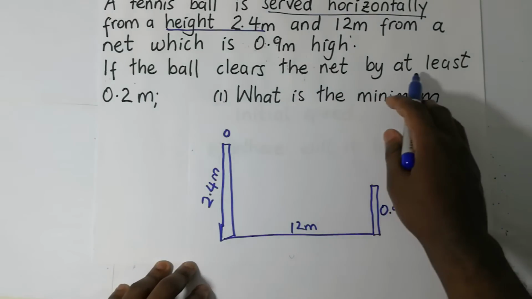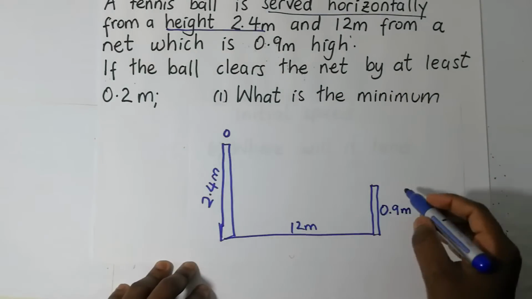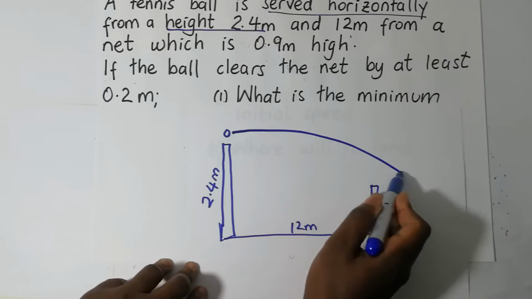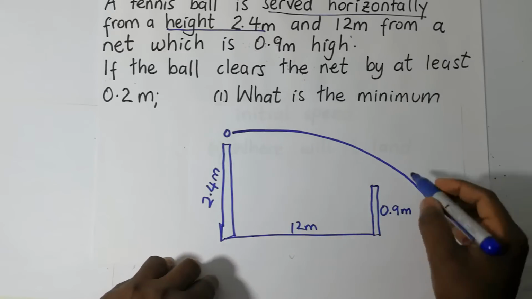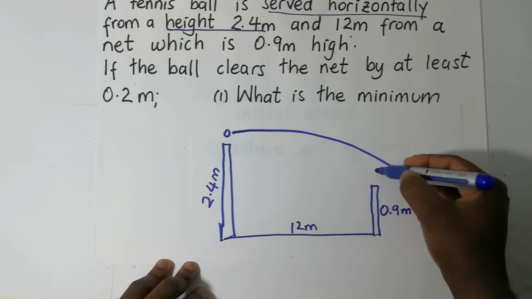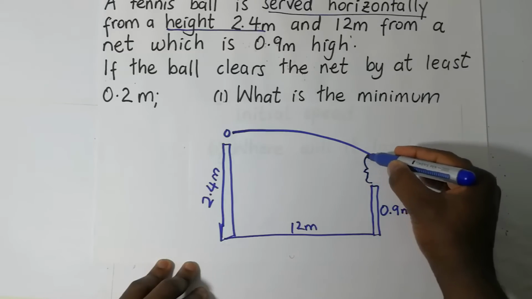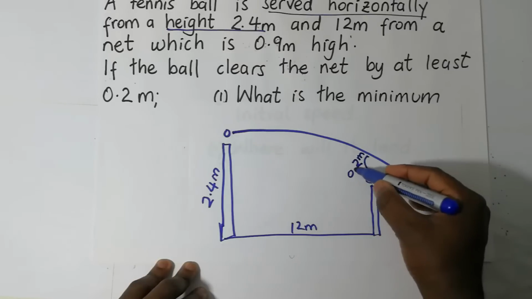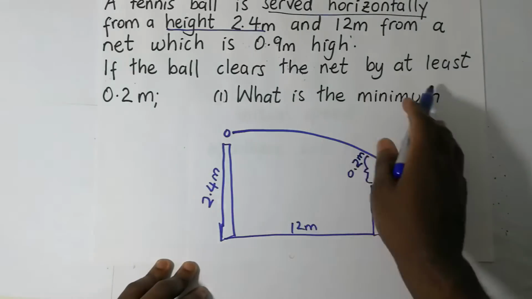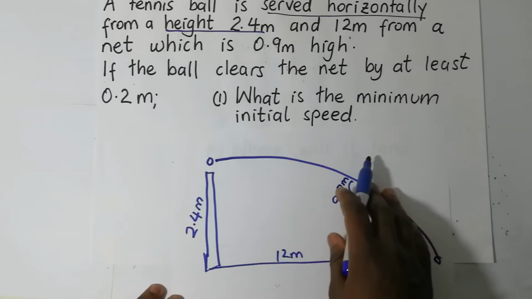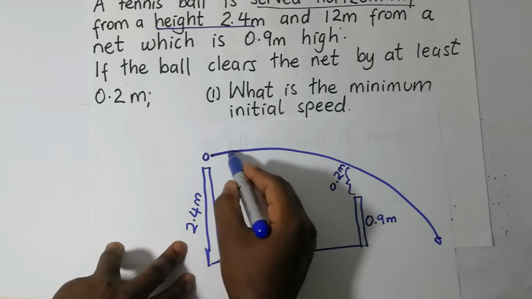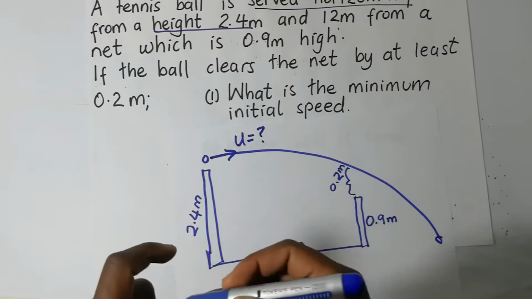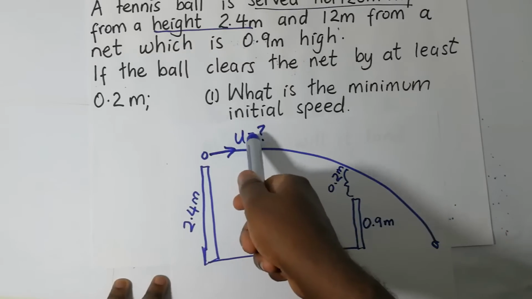If the ball clears the net by at least 0.2 meters, meaning that as this ball is being served, if it just clears the net by 0.2 meters, that means it goes above this net by just 0.2 meters, what is the minimum initial speed? So this speed here, the value of u here, is not known and we need to find it. So what is the minimum initial speed?